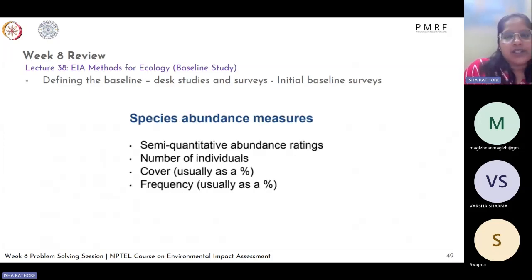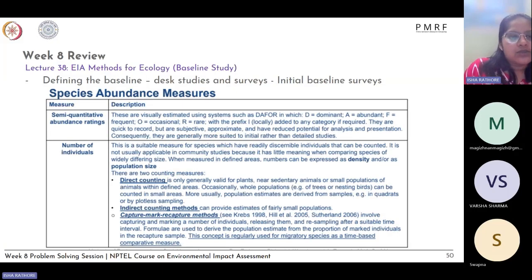So for species abundance methods, we have four methods. So we have the semi-quantitative abundance ratings, the number of individuals covered usually expressed as a percentage, and frequency also expressed as a percentage. So these methods are semi-quantitative abundance methods. So these are using systems like DAFOR. So D is for dominant, A abundant, F frequent, O occasional, and R rare.